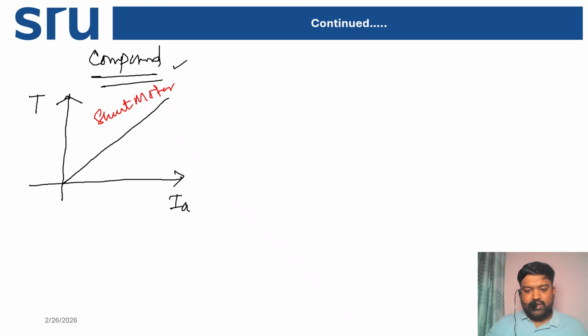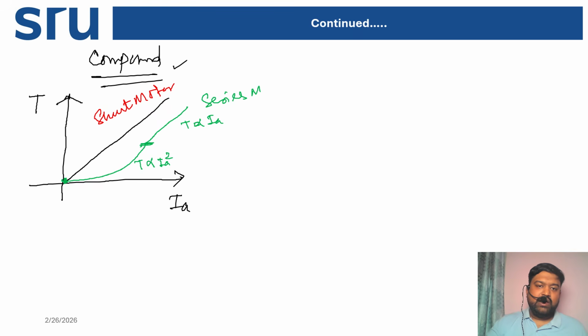That is your series, for the series motor. What is the graph that is coming? Initially it looks like a parabola, but after a certain time it will come like this. After the saturation, what will happen? Before saturation, the torque is directly proportional to the armature current squared, but after saturation, torque is directly proportional to the armature current. That is for the series motor.